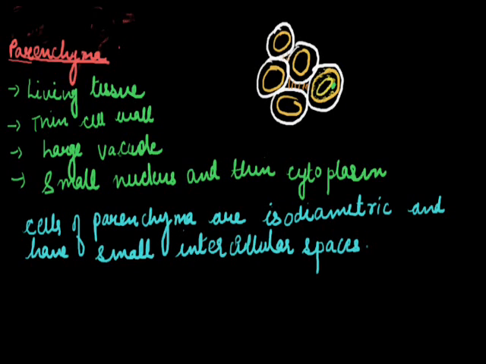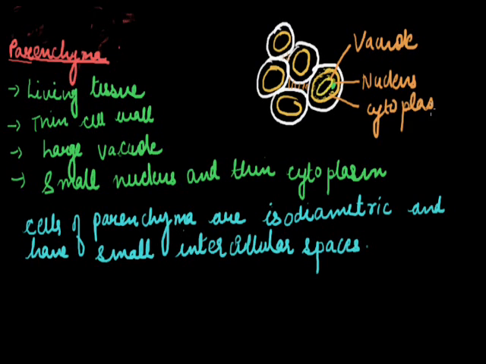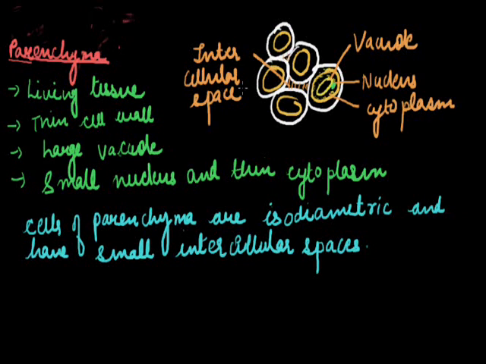So if we do the markings here, this green structure is the nucleus, which is present at the eccentric part or at the periphery. This is a large vacuole. This whole portion is the cytoplasm, and the space here is the intercellular space. These are the cells of parenchyma.